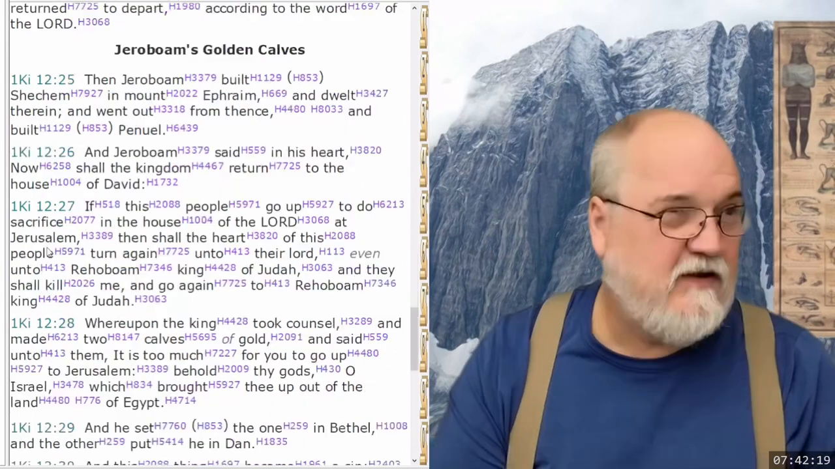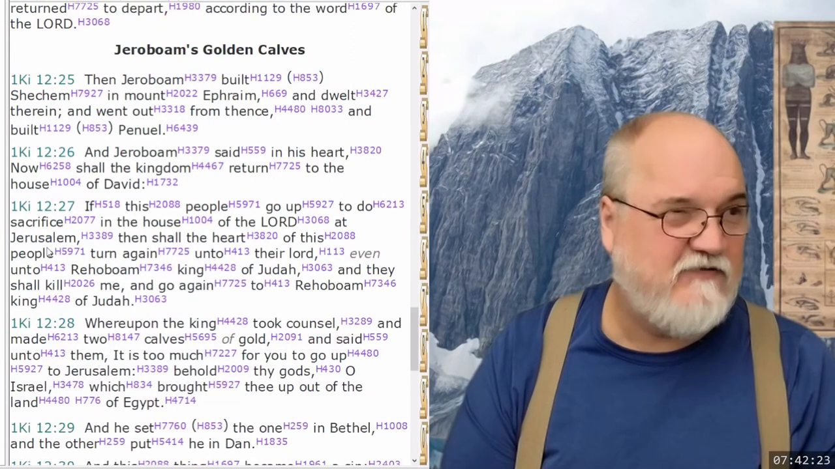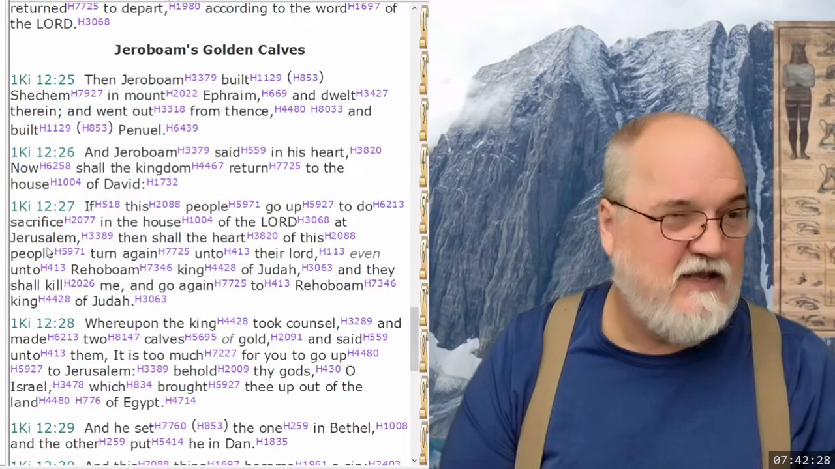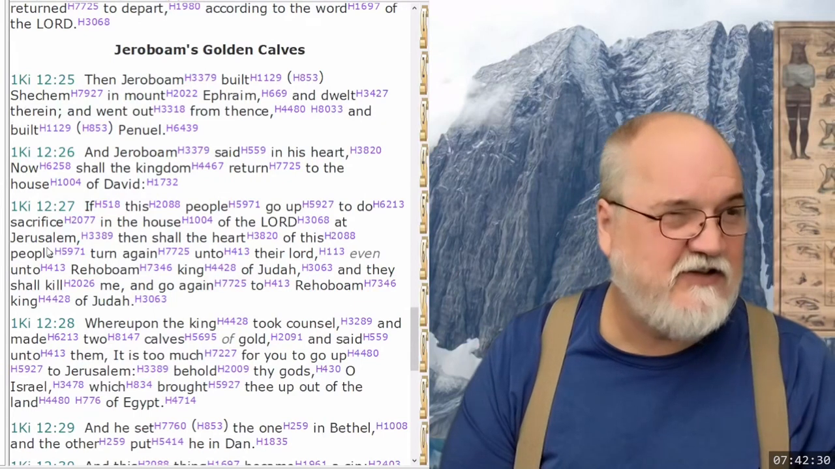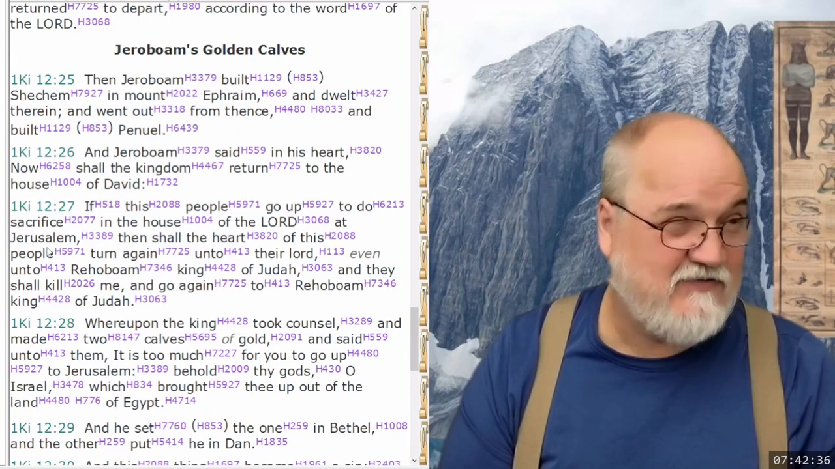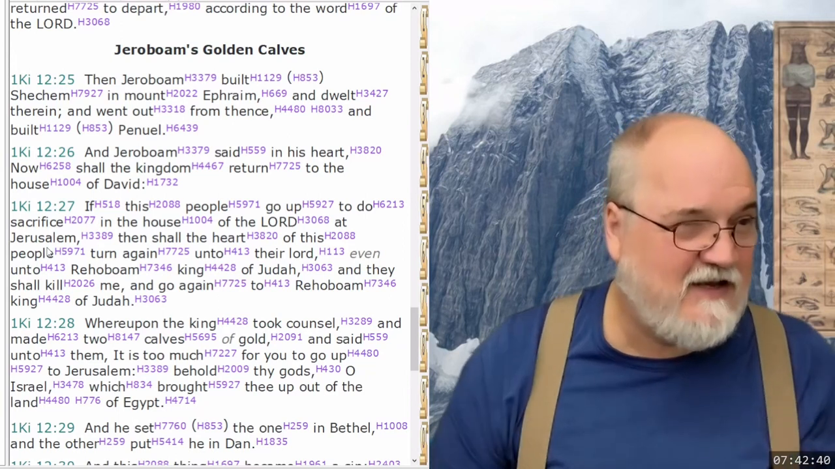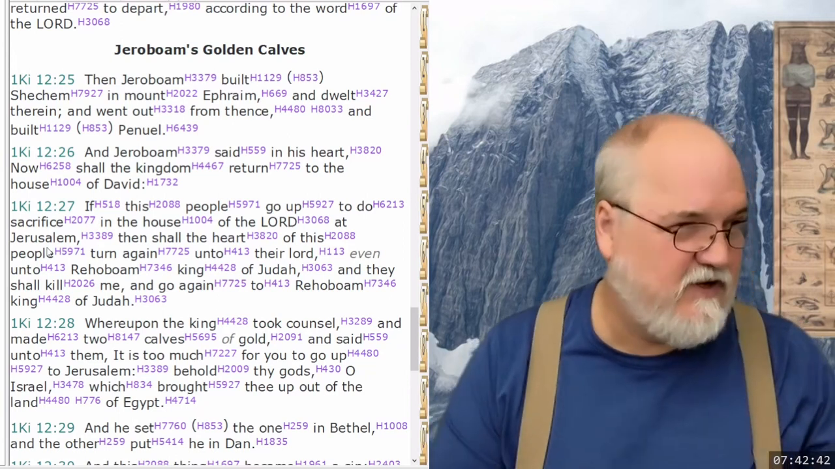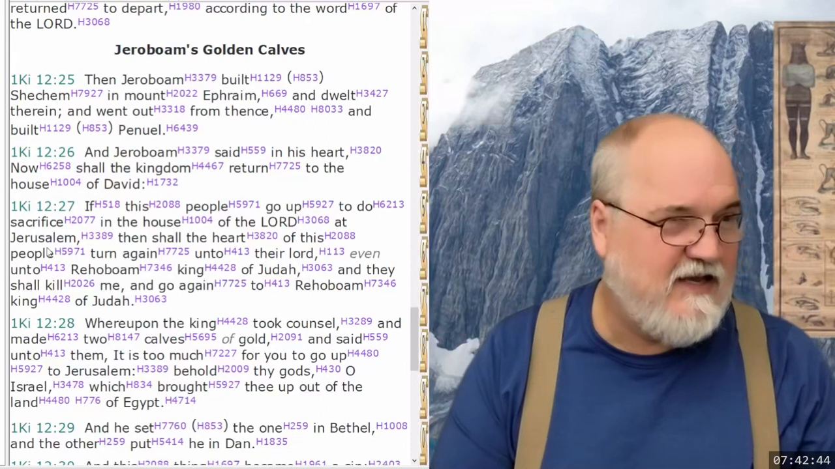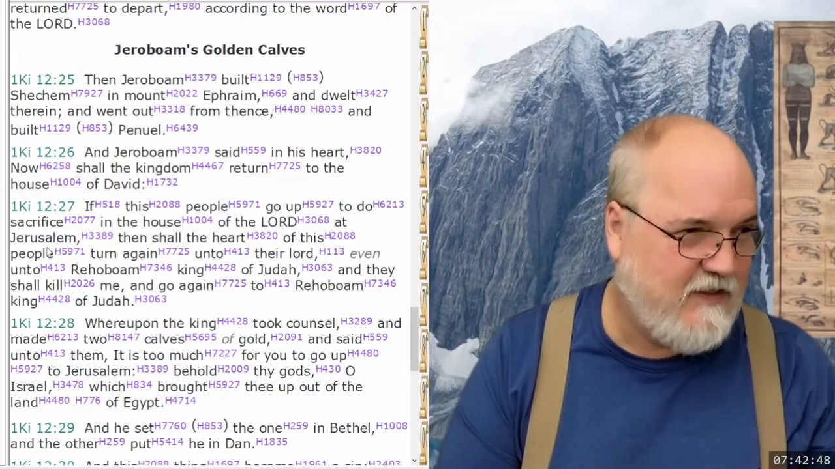Okay. Then Jeroboam built Shechem in the Mount of Ephraim, and dwelt therein, and went out from thence and built Penuel. And Jeroboam said in his heart, now shall the kingdom return to the house of David. If this people go up to do sacrifice in the house of the Lord at Jerusalem, then shall the heart of this people turn again unto their Lord, even unto Rehoboam, king of Judah, and they shall kill me and go again to Rehoboam, king of Judah.